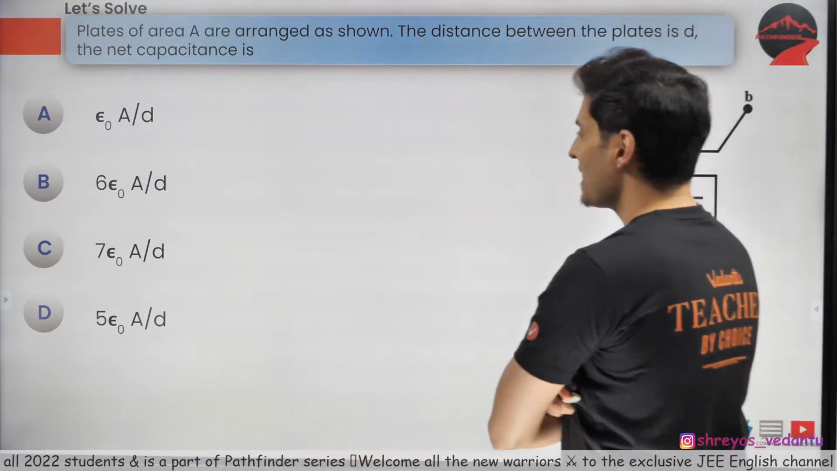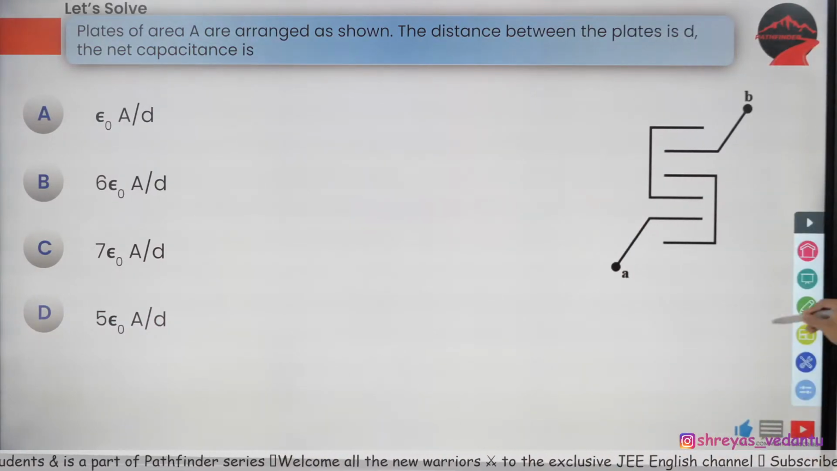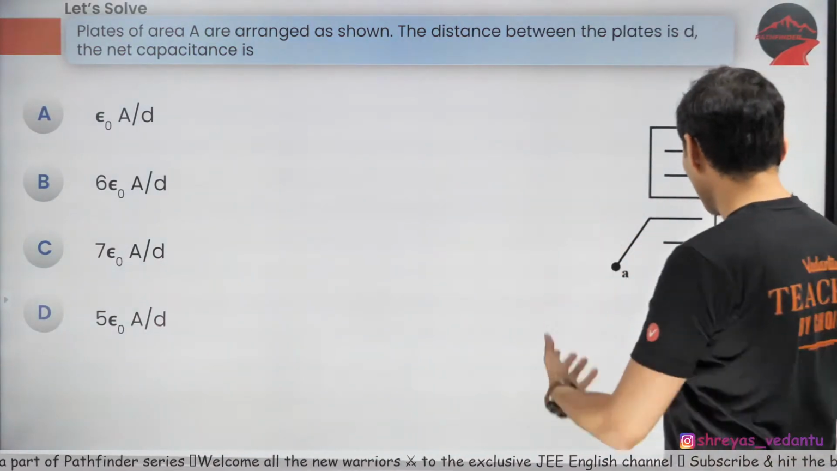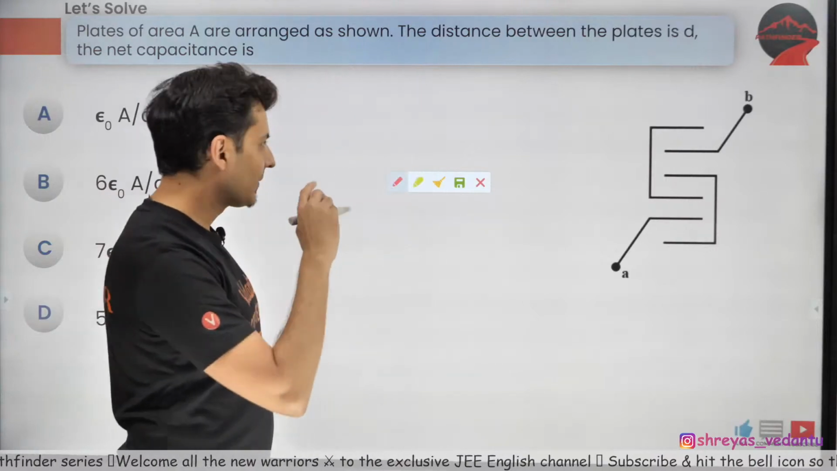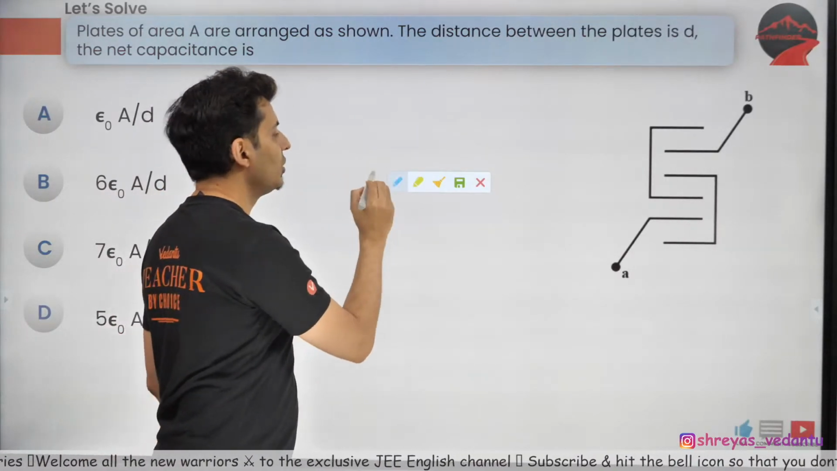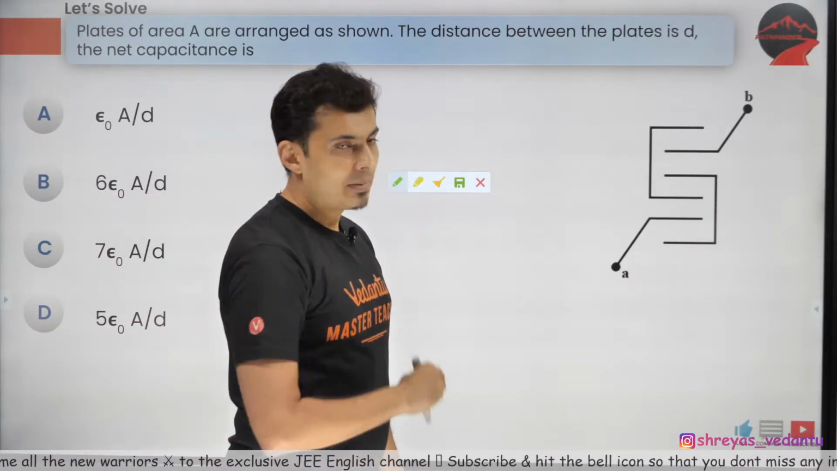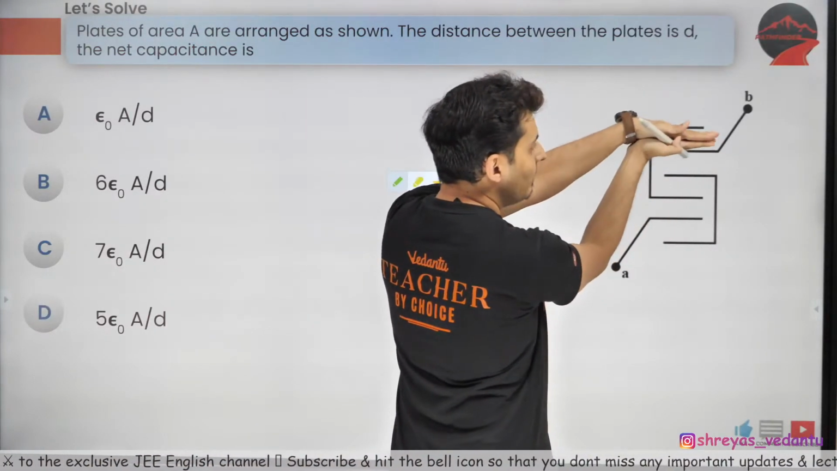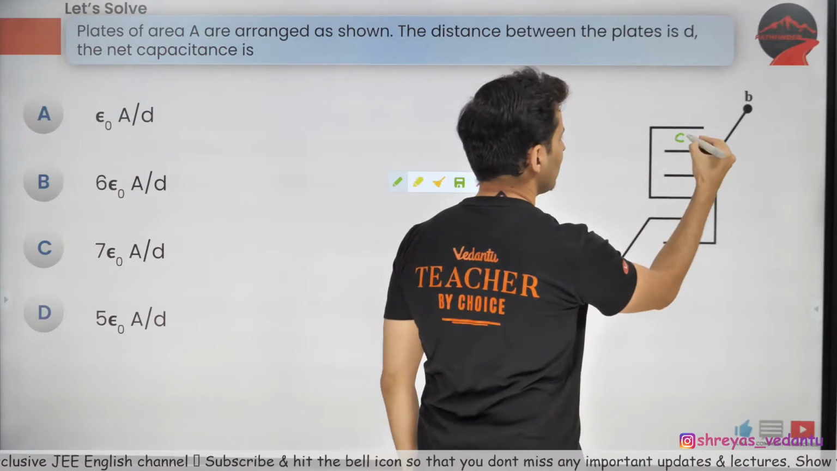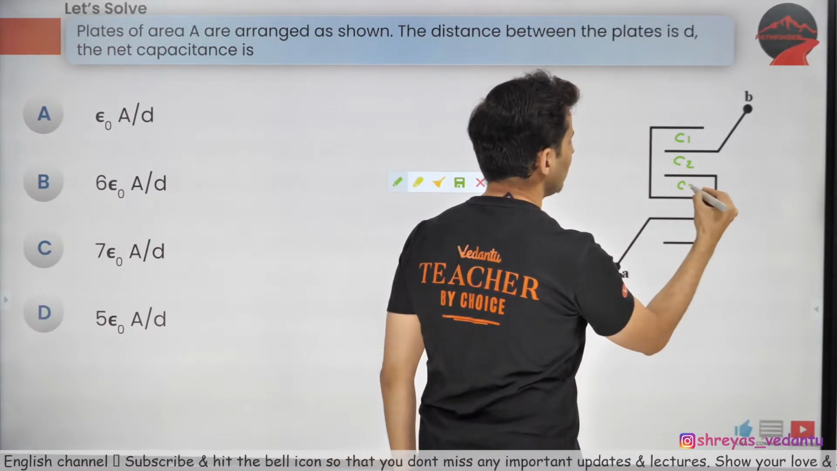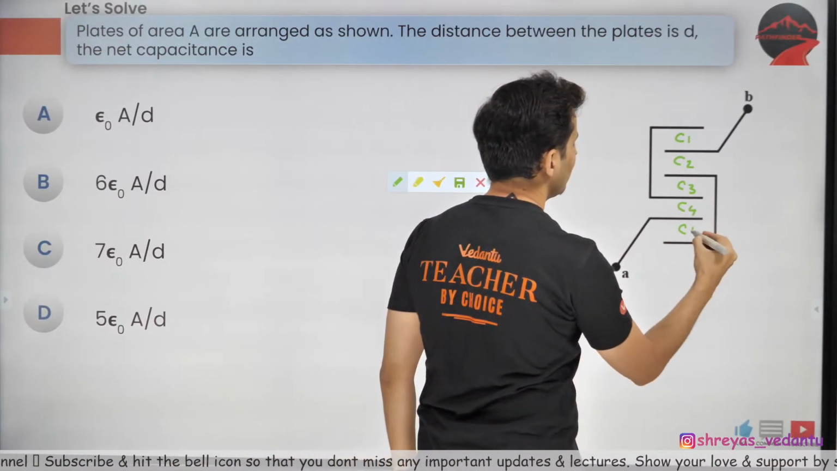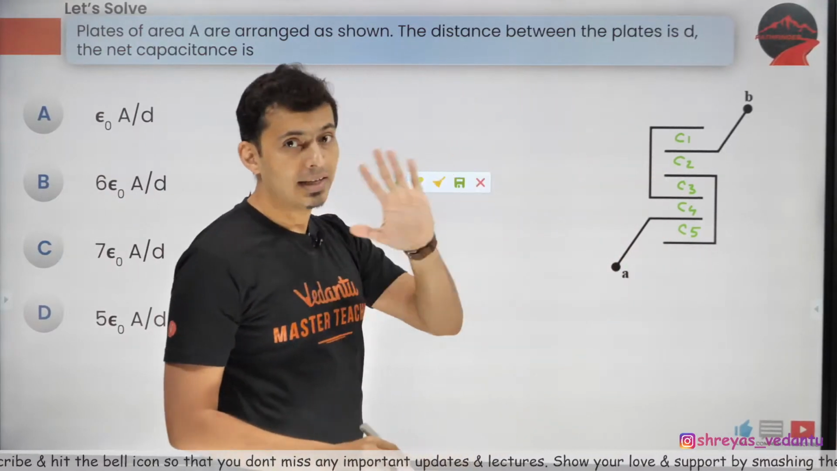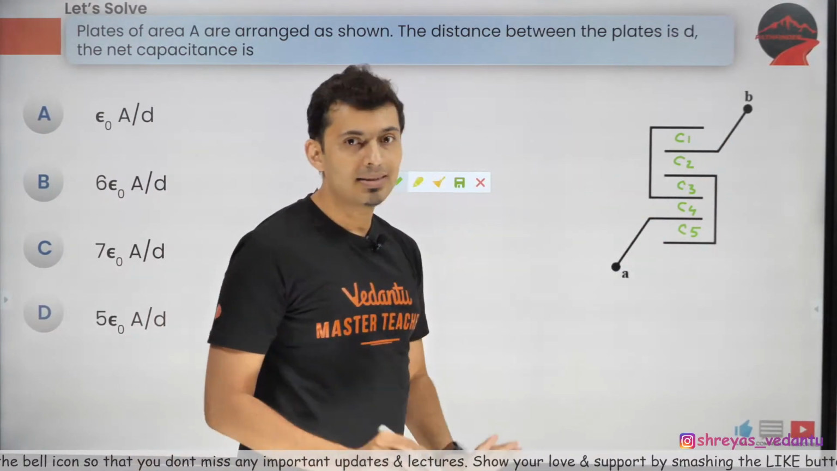Very good. Chalo, let's see how to solve this question. Meanwhile, I had also given some time for you guys to figure out how to solve this. The first thing that you should do is mark the capacitances. Wherever you find plates and a gap between them, that's a capacitor. This is C1, this is C2, this is C3, this is C4, this is C5. So you will have 5 capacitors connected between points A and B.